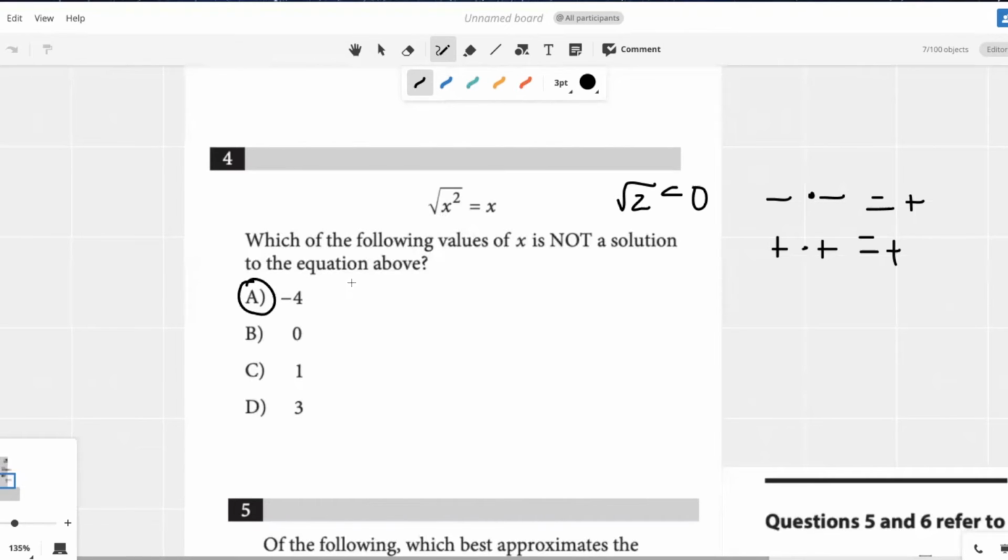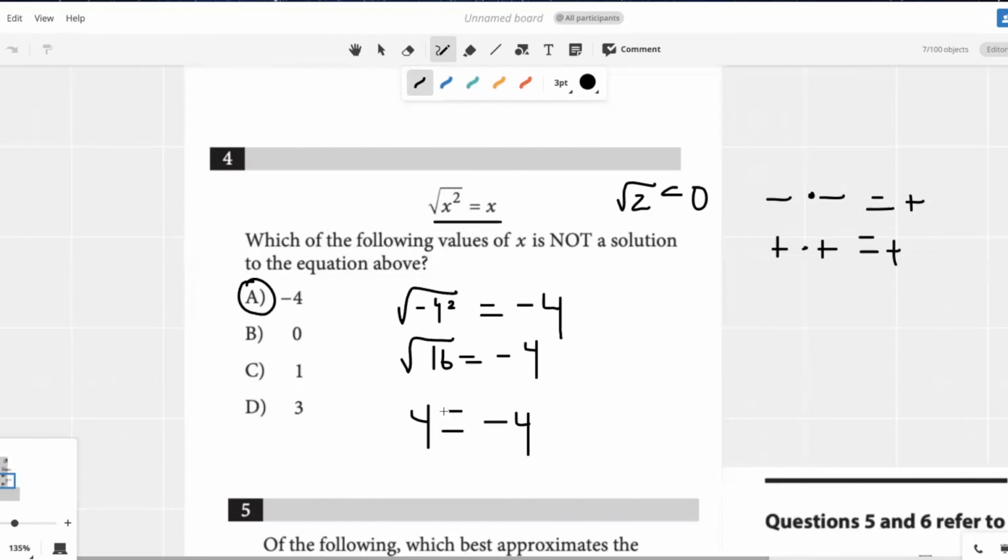We can test this theory by plugging -4 into this equation to see if we'll get the accurate solution. So let's quickly do that. The square root of -4 squared equals -4. Let's check if this is correct. -4 squared equals 16, so we can rewrite this as the square root of 16 equals -4. But the square root of 16 is not -4. The square root of 16 is +4. And so +4 is not equal to -4, obviously. Because of this, we know that -4 is the correct answer, because it's not going to give us any possible solutions.